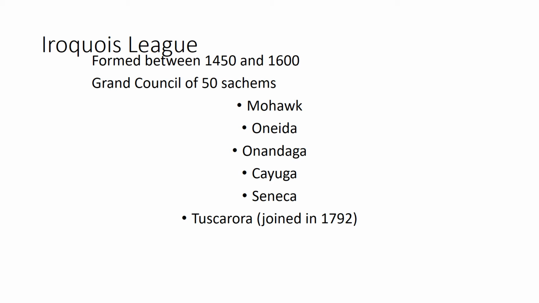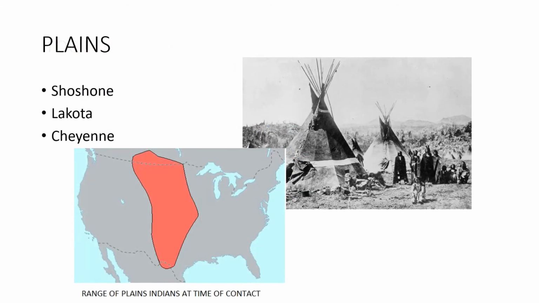Sachems meant leaders, so 50 chiefs essentially that made up this grand council. All right, well, let's move now to the Great Plains, which is almost the middle third of the country, which stretches from north to south, from the southern part of Canada all the way into the northern part of Mexico, and all points in between.